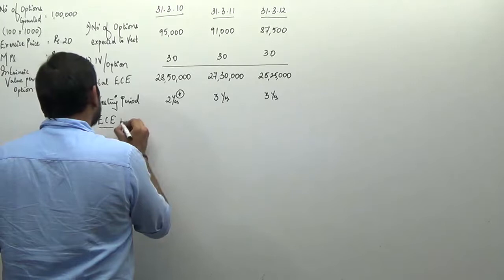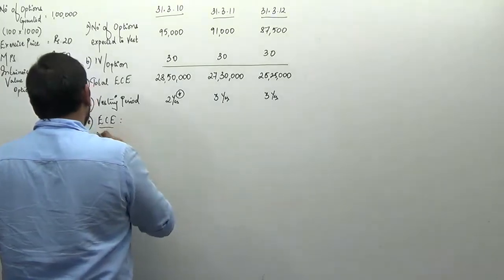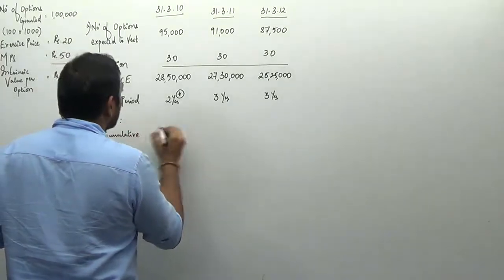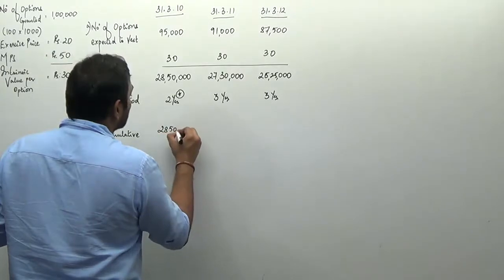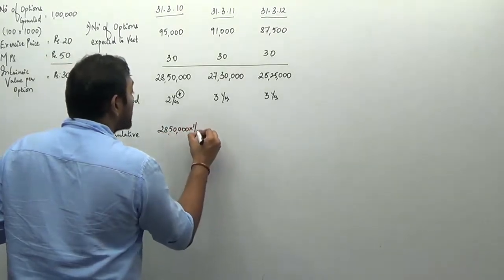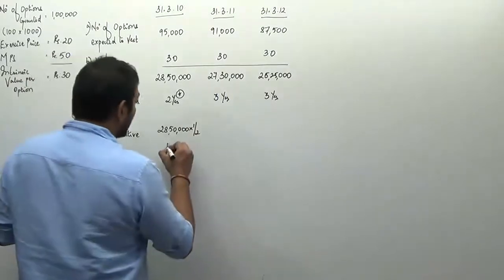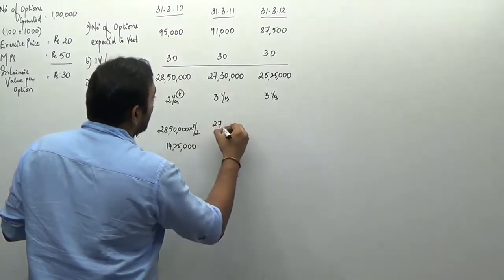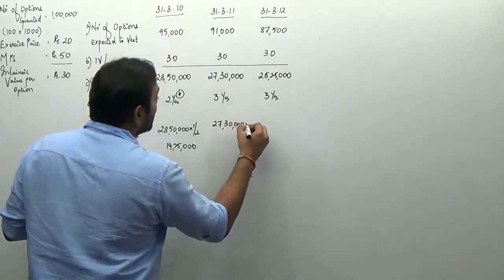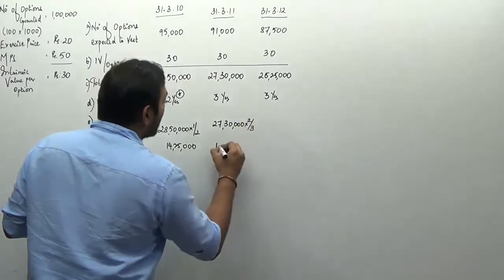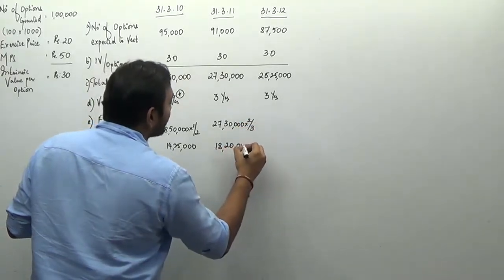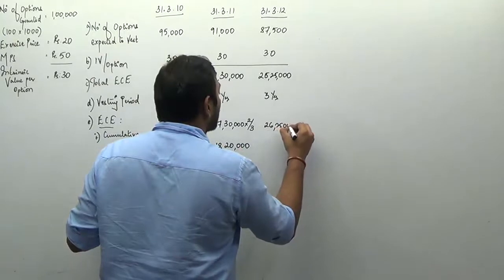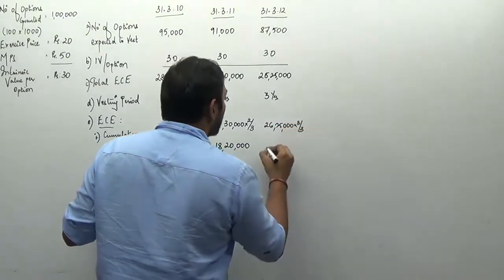Employee compensation expense, ECE. Cumulative ECE, 28,50,000. If the vesting period is 2 years, 1 year is already completed, so into 1 by 2, 14,25,000. 27,30,000, if vesting period is 3 years, 2 years are already done, 18,20,000. Last year, 26,25,000 into 3 by 3. You will get the same answer, 26,25,000.